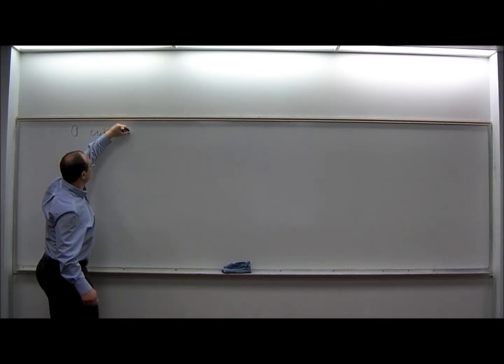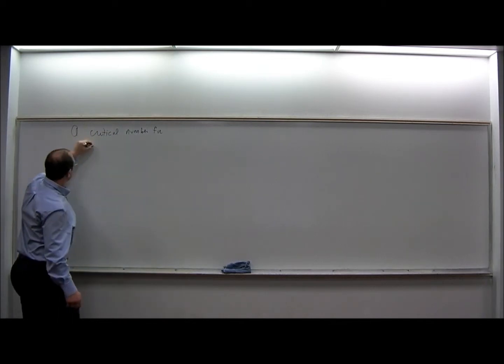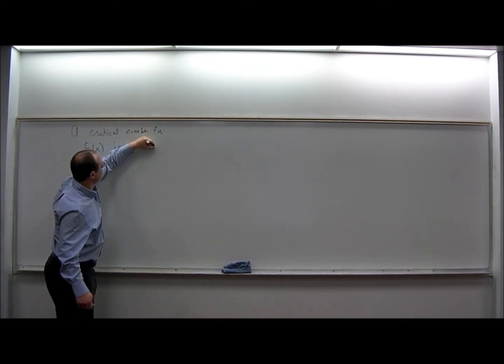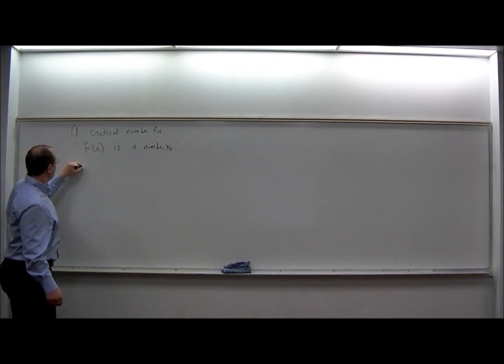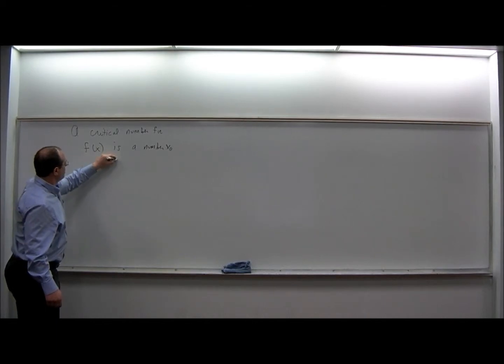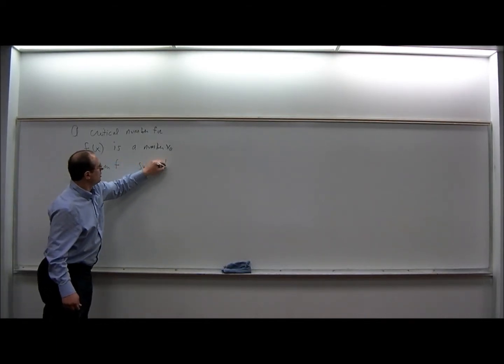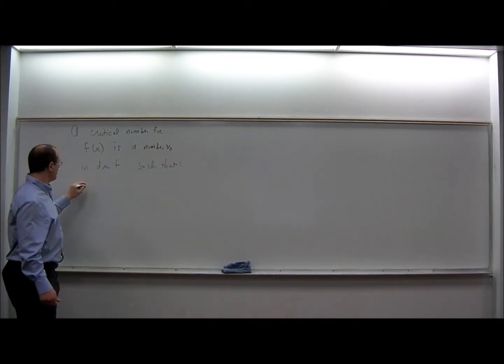A critical number for a function is a value which is in the domain of the function such that one of two things happens.